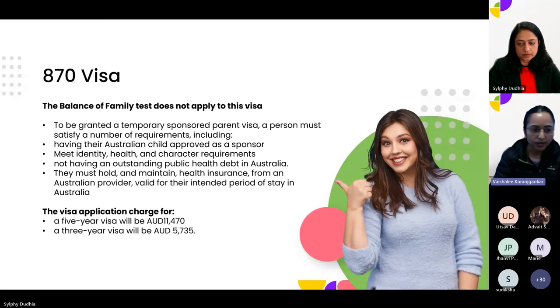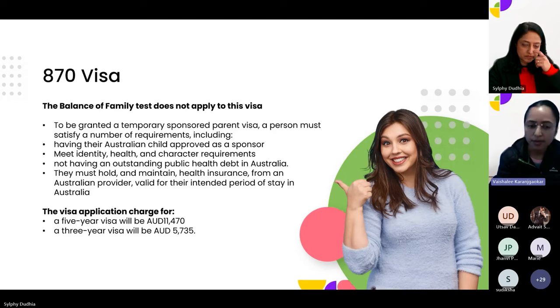Sylvia, I think you might need to change the slide. Thank you. Now, as I said, the good thing is the balance of family test does not apply to this visa. So if there are children for whom it is difficult to pass the balance of family test, this is a very good option. You can apply for either a 3-year visa, which can be extended twice up to 10 years, or else you apply for a 5-year visa.